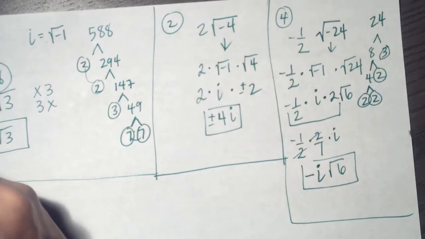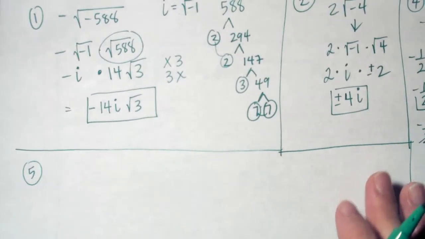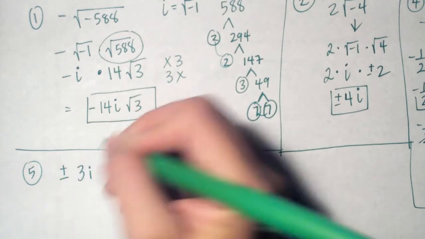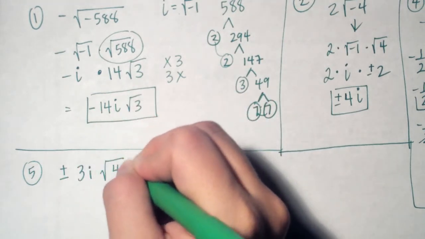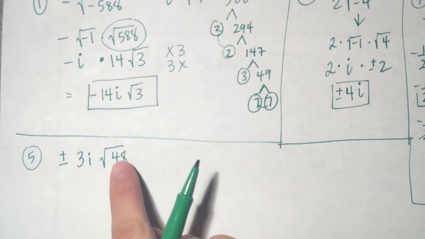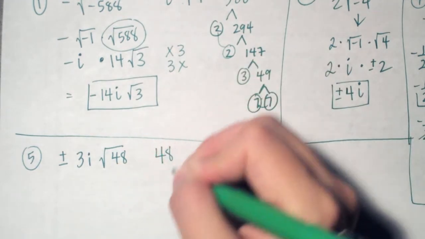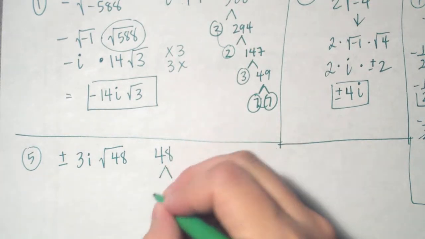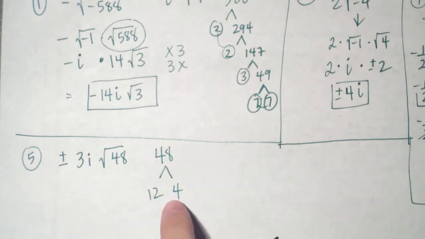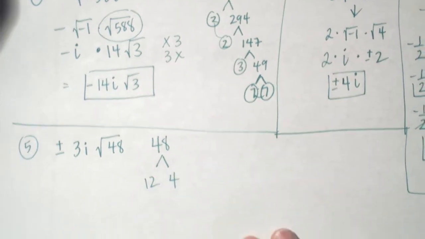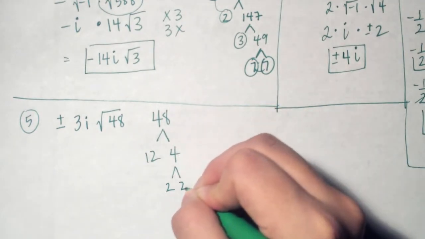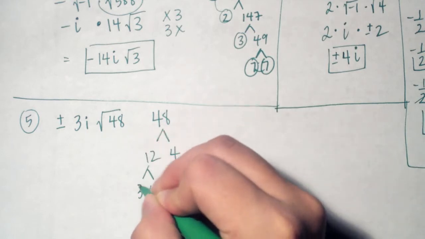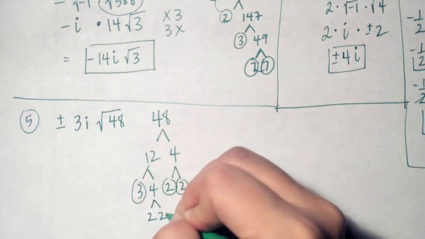Let's look at number 5. So number 5, I have plus or minus 3i times the square root of 48. Same thing here, I'm going to break down 48. So 48, I can break by 12, so 12 and 4. And it doesn't matter, guys, what factors you use. You'll get the same answer. So this guy's 2 and 2. And then 12 is 3 and 4. And this guy's 2 and 2.